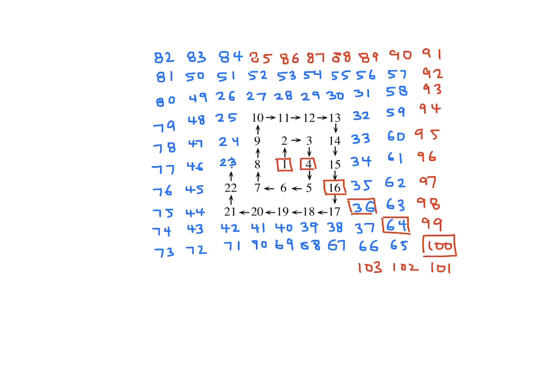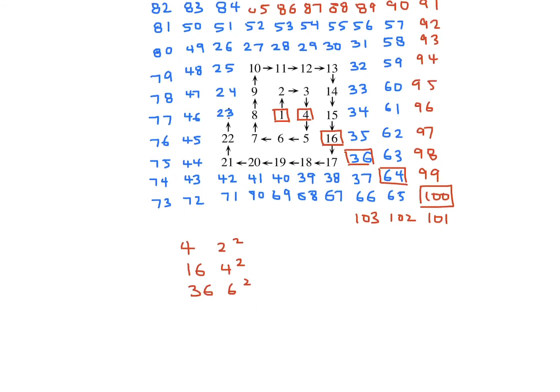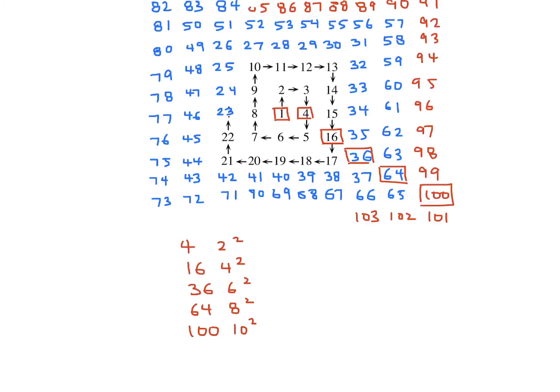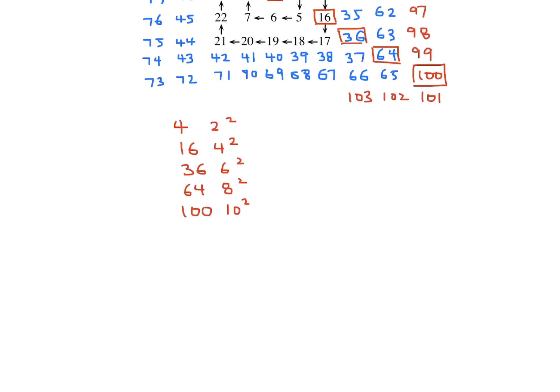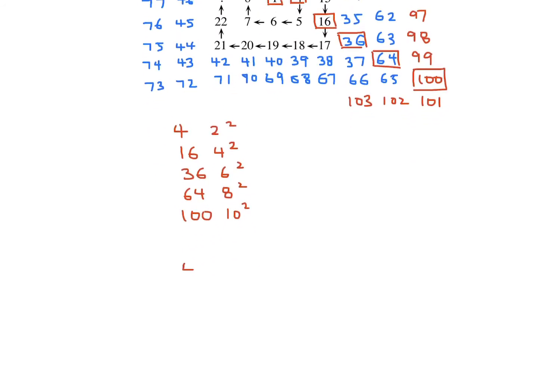All right, so 4 is 2 squared. 16 is 4 squared. 36 is 6 squared. 64 is 8 squared. And 100 is 10 squared. Okay, that looks like a pattern I can work with. So they want us to get up to 400, right? So that would mean 400 is what? Is 20 squared? Yeah.